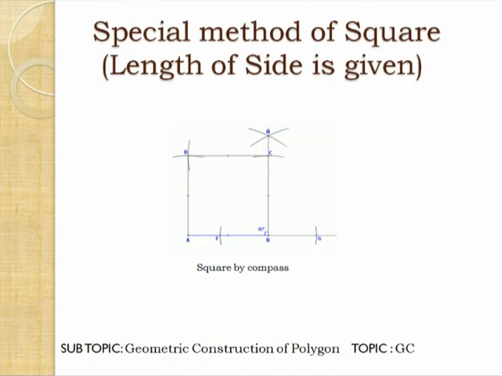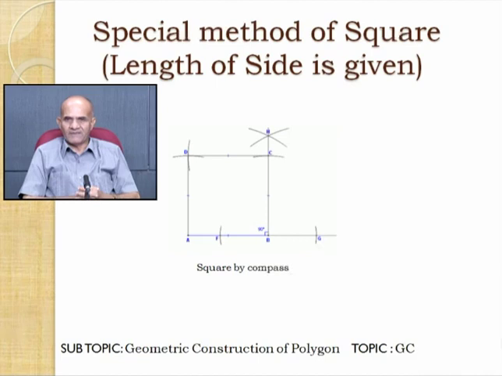Special method of the square when we know the length of the side. First of all we will draw with the help of a compass. So this is the geometrical construction of a square with the help of a compass. Here also we know the length of the side. So first of all you draw the length AB of given length. Then at point B you draw the perpendicular.